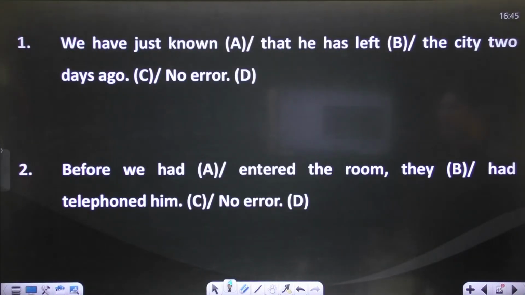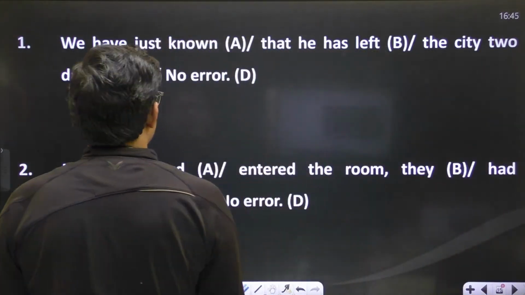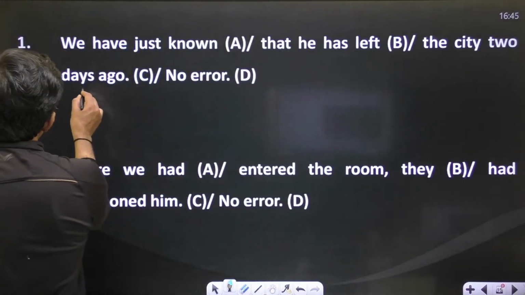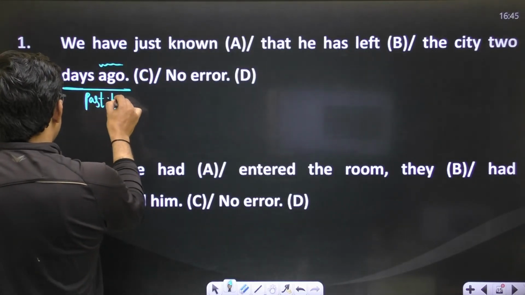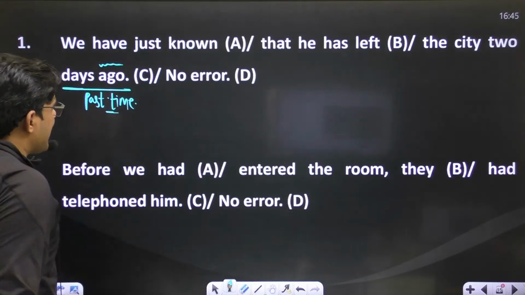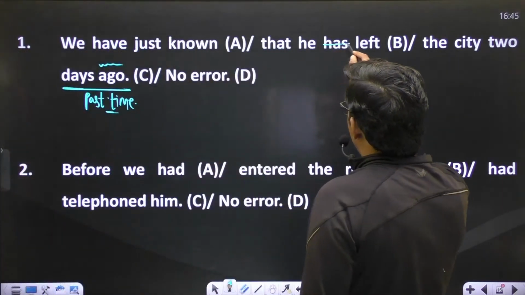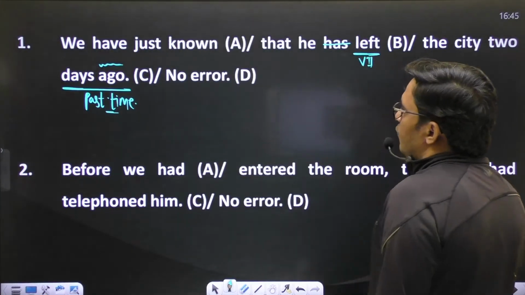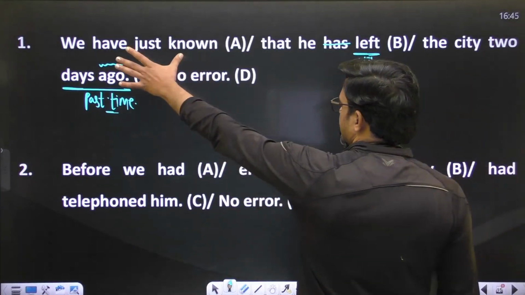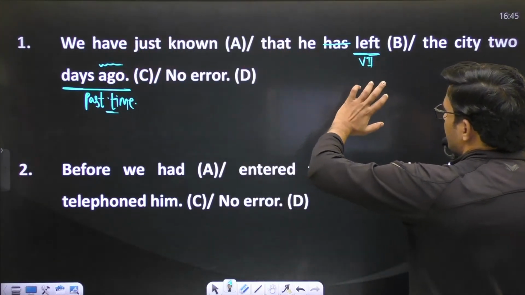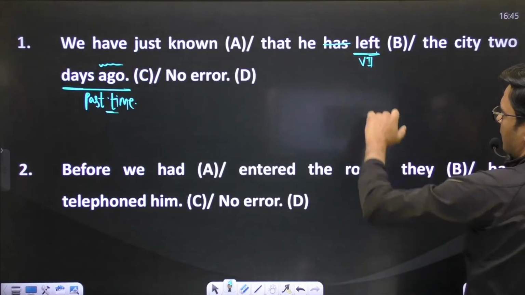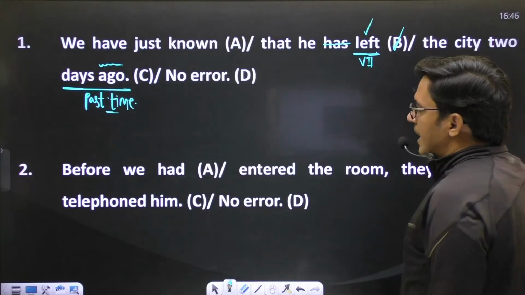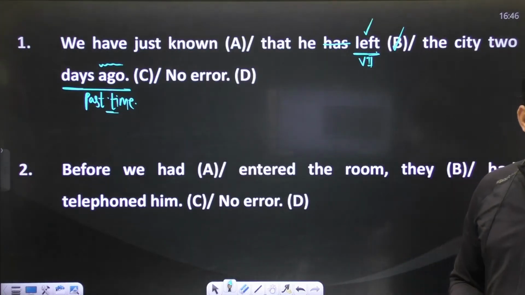We have just known that he has left the city 2 days ago. This "2 days ago", this word "ago", denotes past time, and to maintain past time we use past indefinite tense, so here just drop "has" and use "left", right? "We have just known that" can be in present, but this "ago" is from the second clause, so you have to maintain past indefinite in this clause, and the error is in part B. Okay, move to the next sentence.